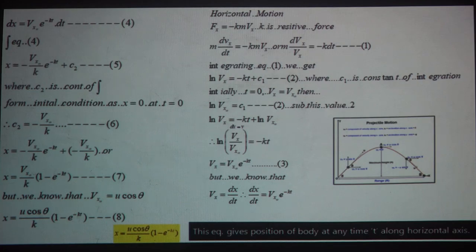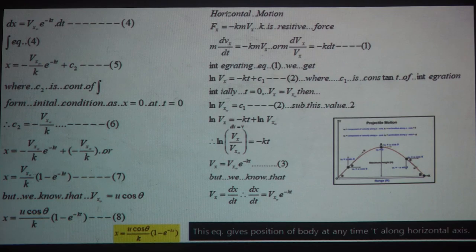Once again I determine the constant of integration by using the initial conditions, which are x equal to 0 at t equal to 0. Substituting this initial condition, I find that c2 is equal to minus Vxo divided by k, my equation number 6. I directly substitute the value of c2 in equation number 5. So x is equal to minus Vxo divided by k e raised to minus kt, plus minus Vxo divided by k. Or I can write x is equal to Vxo divided by k into the bracket 1 minus e raised to minus kt.